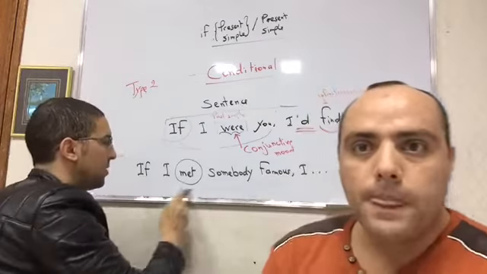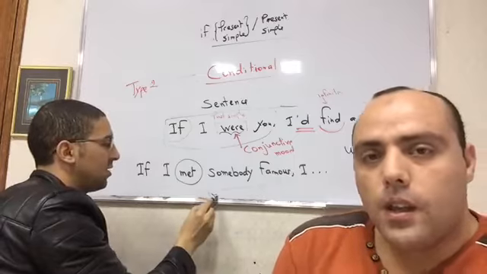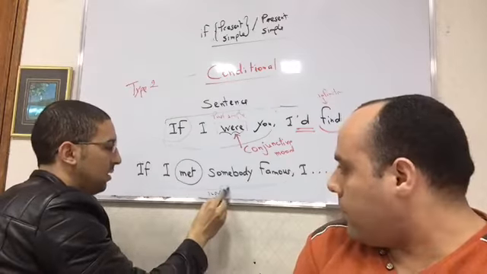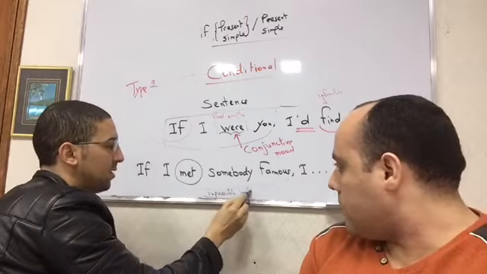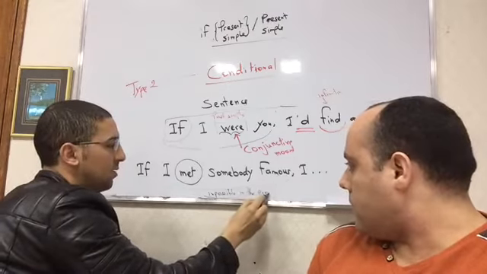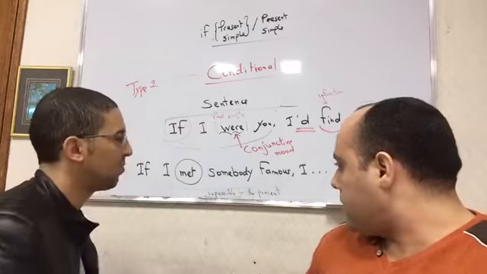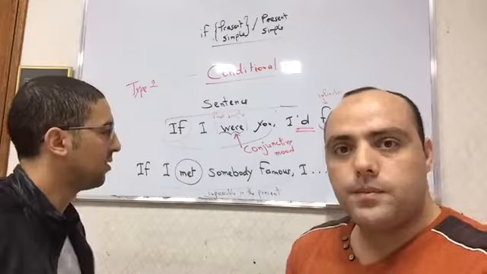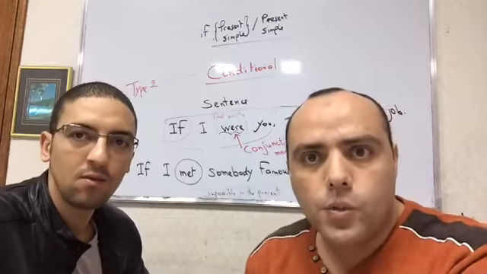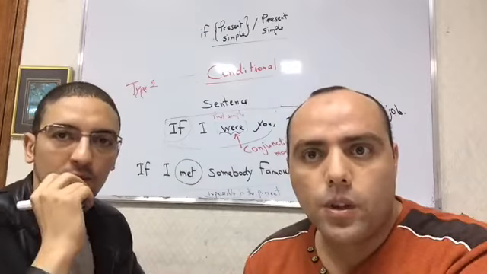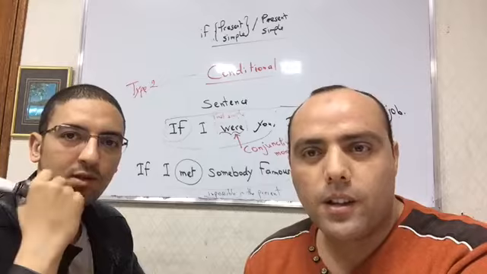This is impossible for now, but maybe possible in the future. It's impossible in the present. If I met somebody famous, what would you do? If I knew where you lived, I would go and meet you. That's very good.